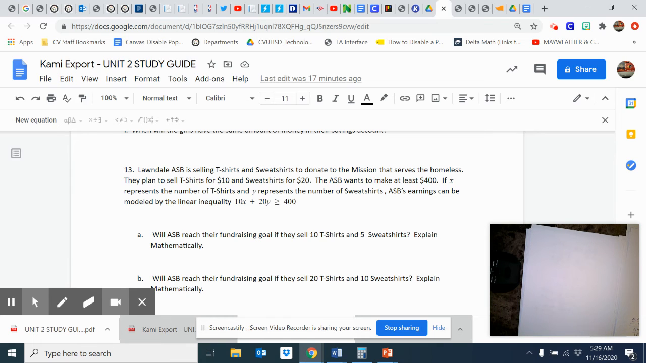Lawndale ASB is selling t-shirts and sweatshirts to donate to the mission that serves the homeless. They plan to sell t-shirts for $10 and sweatshirts for $20. The ASB wants to make at least $400. If X represents the number of t-shirts and Y represents the number of sweatshirts, ASB's earnings can be modeled by the linear inequality 10x plus 20y greater than or equal to 400.